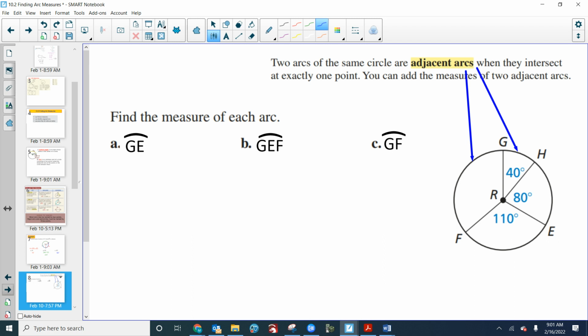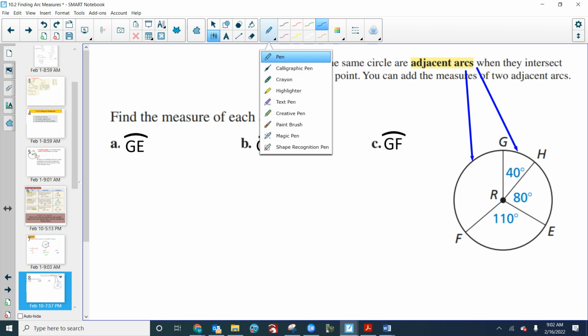All right, adjacent arcs are arcs that are next to each other, just like adjacent angles are next to each other. Arcs that have a common endpoint. All right, what are those 40, 80, and 110? Are those central angles or are those the arcs? Central angles. Good news. They're the same as the arcs. Okay. So if angle GRH is 40, then arc GH is 40. So let's start off with GE.